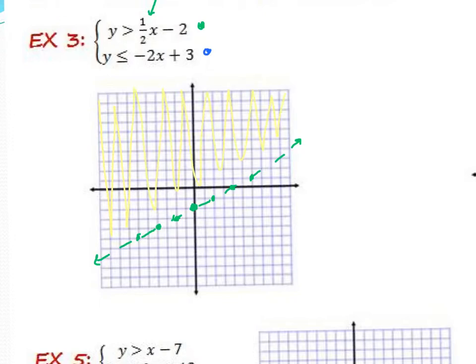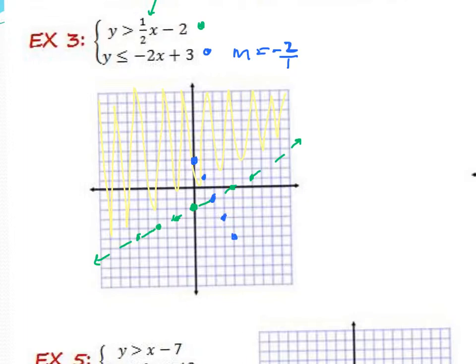Then let's do the blue line. I have negative 2x plus 3, so I'm going to go up to 3 here. Remember, my slope is negative 2, which is negative 2 over 1. That means I'm going to go down 2, right 1, down 2, right 1, down 2, right 1, and so on.